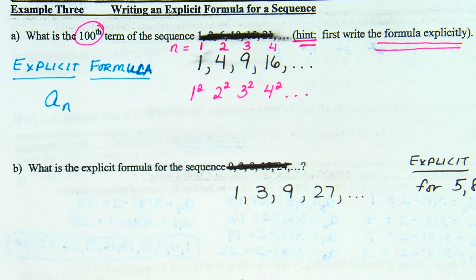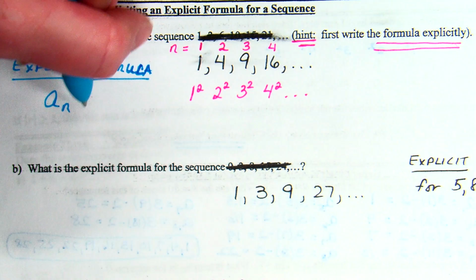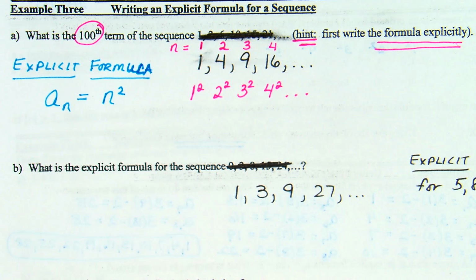An explicit formula always begins, just like a recursive formula does, with A of n, because you're trying to find the nth term, whatever term number we want. Now, in this case, what were we doing here? Every time we were taking the term number, 1, 2, 3, 4, and we were squaring it. So what is our formula? A of n equals n squared.